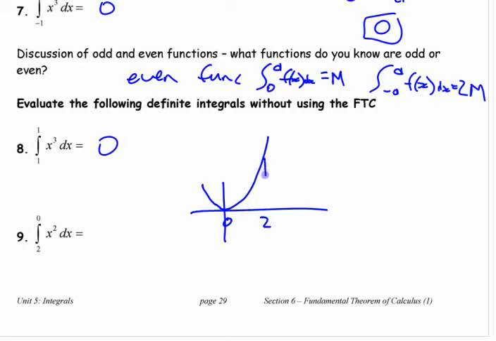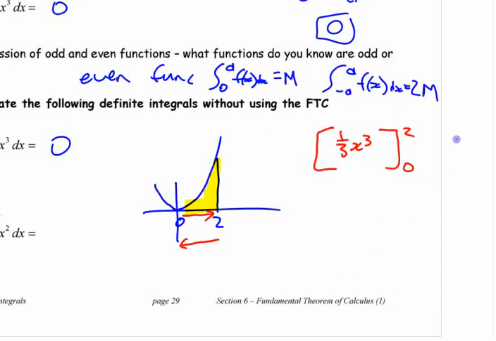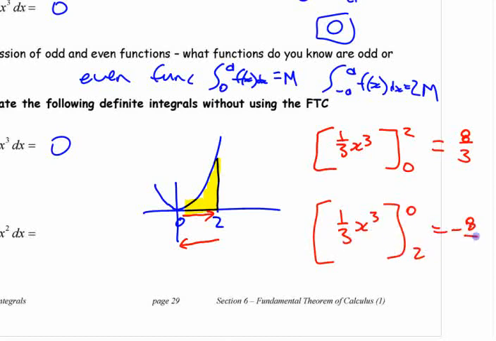If the area from here to here was positive, right? If the area going from 0 to 2 was positive, what's the area going to be going backwards like that? Should be negative, right? And that makes sense when you evaluate it. If you use an antiderivative of that, 1/3 x cubed, if you evaluate it 2 minus 0, you get a positive number. You get 8/3 or something like that, right? And then if you flip it around, 1/3 x cubed, 0 to 2, you get negative 8/3.